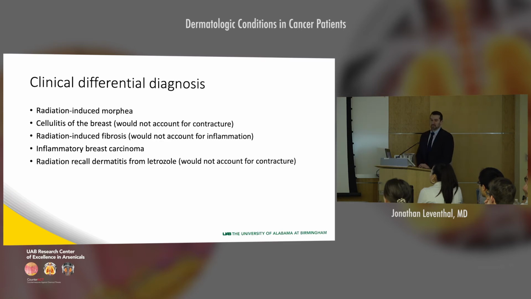And so the clinical differential diagnosis at this point included radiation-induced morphea, which is rare, but would account for the contracture as well as the inflammation. Cellulitis of the breast really wasn't favored. That wouldn't account for the contracture. There'd have to be also radiation-induced fibrosis, which can happen, but that wouldn't account for the inflammation. One thing you never want to miss in a patient with breast cancer and inflamed breast is inflammatory breast cancer. So biopsy is absolutely needed. And then there's radiation recall, which means you're on a systemic drug that recalls the radiation dermatitis and it makes it happen again. That really wouldn't account for what was happening here, but letrozole can cause that.